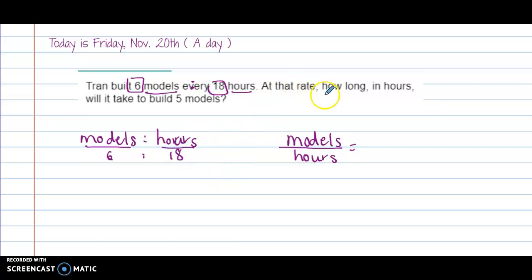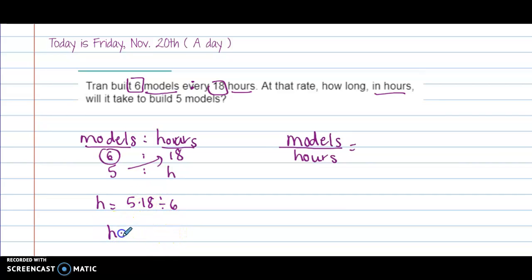At that rate, okay, so they tell you that that's the ratio. How long in hours, so I'm missing this number right here, will it take to build 5 models? And then at this point, you can grab your calculator, cross multiply 5 times 18, divided by the lonely guy here, without a cross product. 5 times 18 equals 90, divided by 6 equals 15.